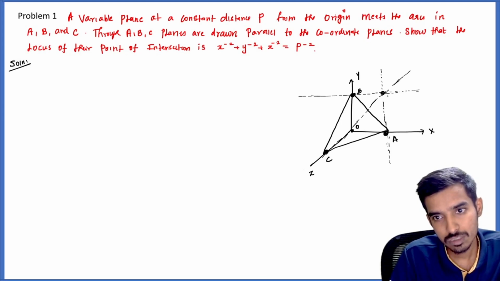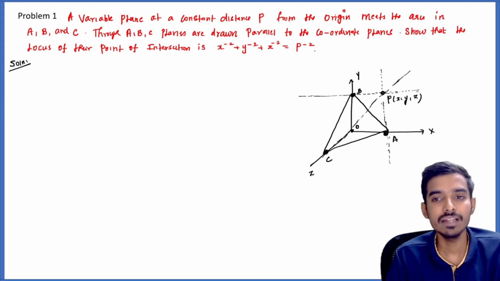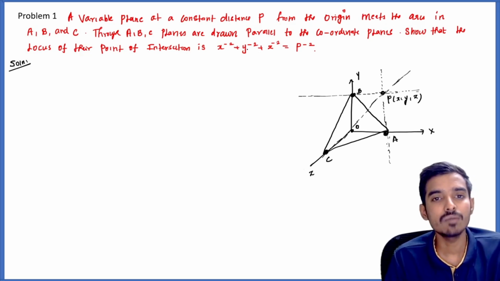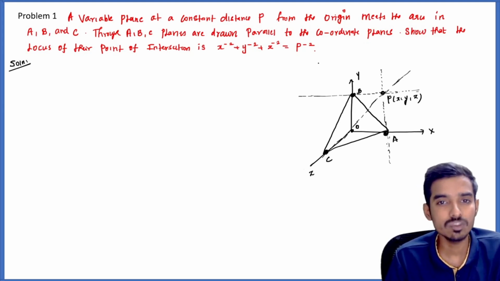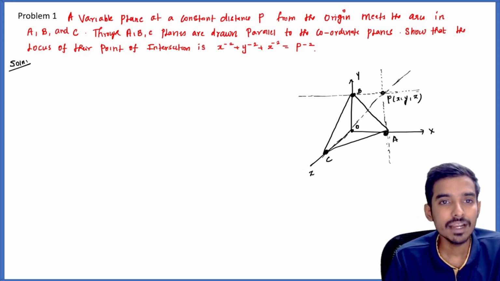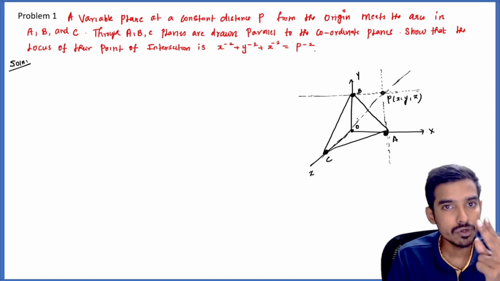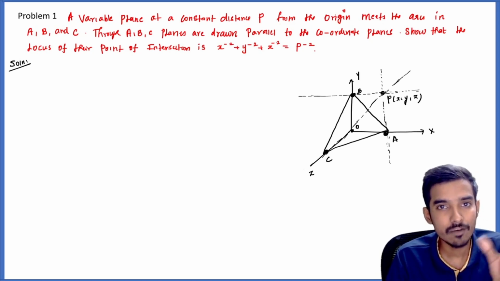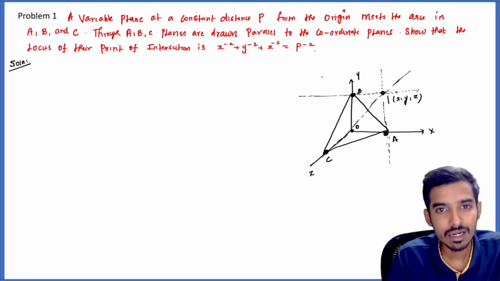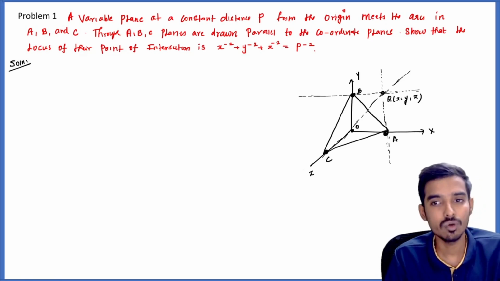Now we need to show that this point of intersection, x comma y comma z, satisfies the equation. The locus of this point is x power minus 2 plus y power minus 2 plus z power minus 2 is equal to p power minus 2. It is at a constant distance p from the origin. Let us call this point of intersection Q, because we have already used p for the distance from the origin.